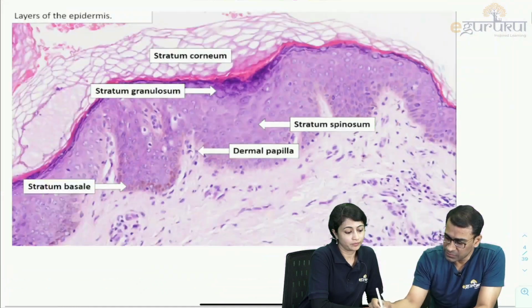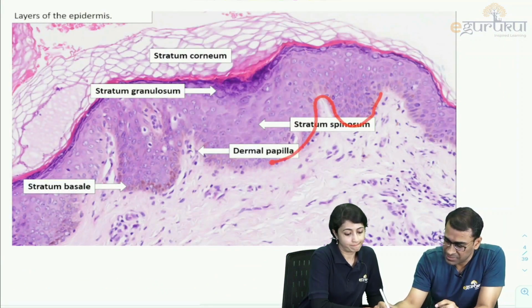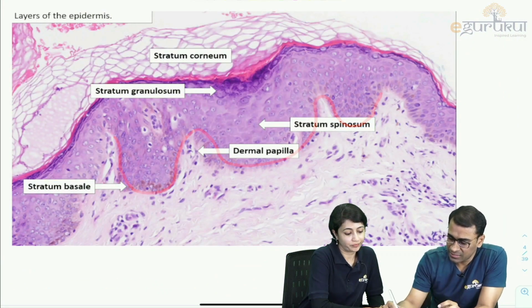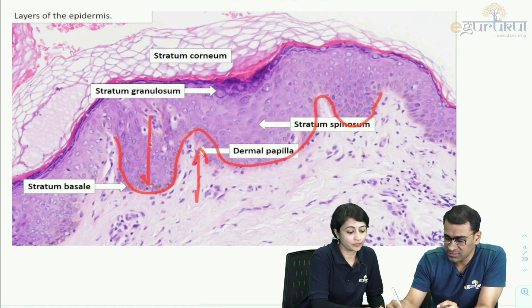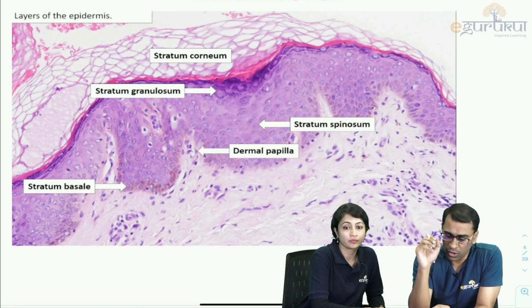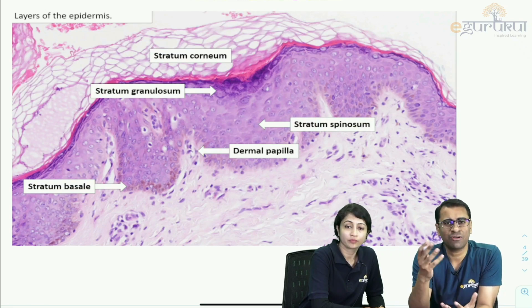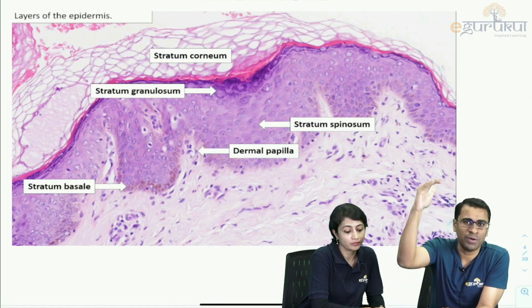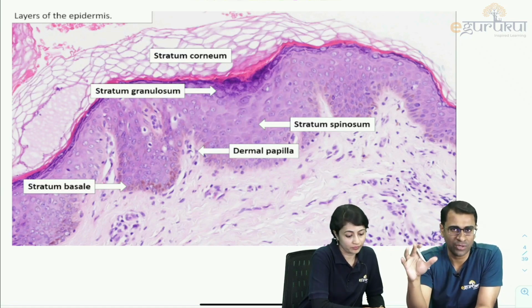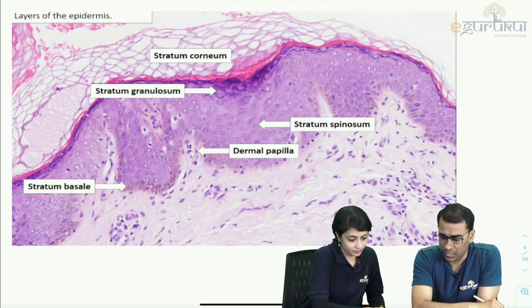Then comes the stratum basale layer, and then there's a dermal papilla. This is called the rete ridges. Often I have seen students getting confused how to remember the layers, which is top, which is below. Remember, G comes before S, so G is on top, and S is below that. Stratum granulosum and then the stratum spinosum.